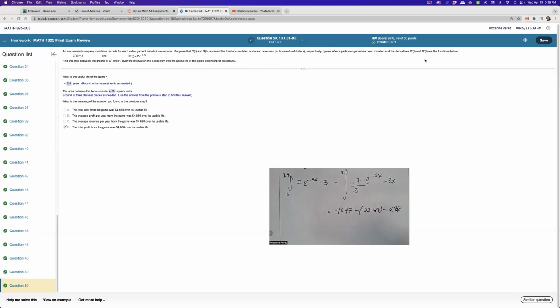Okay, and then interpreting that means the total profit from the game was $4,860 over its usable life. So again, remember that in the very beginning of the problem statement, it tells you that cost and revenue are measured in thousands of dollars. So this should be times 1,000, which is that 4,860.